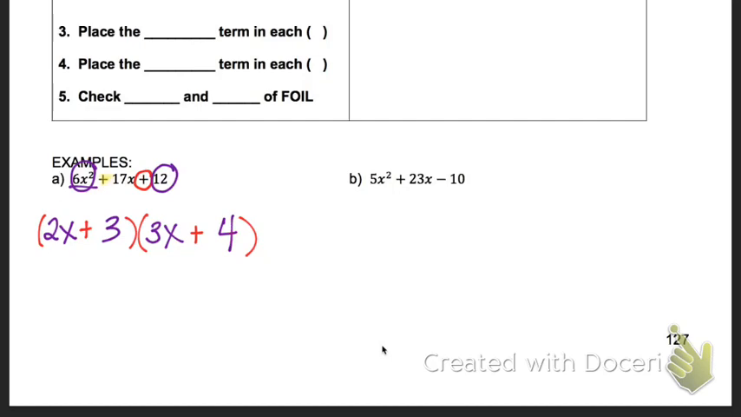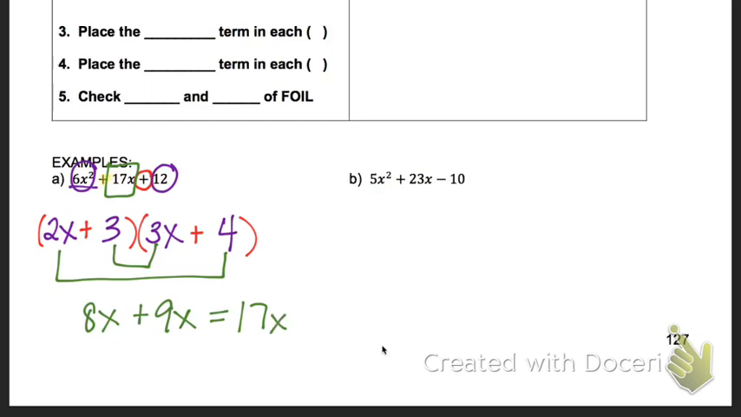Okay, how I check my answer, because I don't know if this is right just yet: check the outer and the inner of FOIL. So I'm checking for the middle term to see if it works. Outer would be 8x plus 9x. What does that equal? 17x. We're good. So this is the answer.